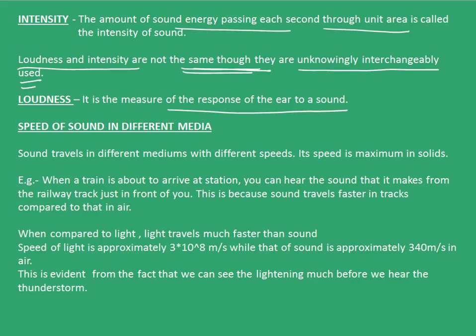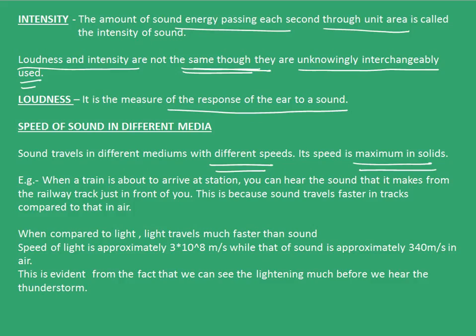Now let's see speed of sound in different media. Sound travels in different mediums with different speeds. Its speed is maximum in solids. Example, when a train is about to arrive at a station, you can hear the sound that it makes from the railway tracks that is just in front of you. This is because sound travels faster in the tracks which is solid compared to that in air.